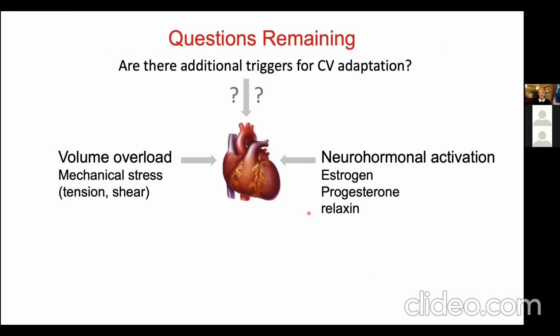Questions that remain: are there additional triggers for cardiovascular adaptations? This is where my knowledge starts to run out. People ask me, well, what are the triggers for these adaptations? And beyond the volume overload and the hormonal triggers, I'm not absolutely sure. But it's something that makes this adaptation so different from pathological remodeling.